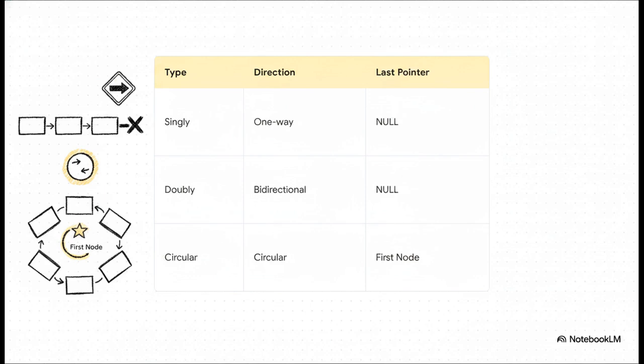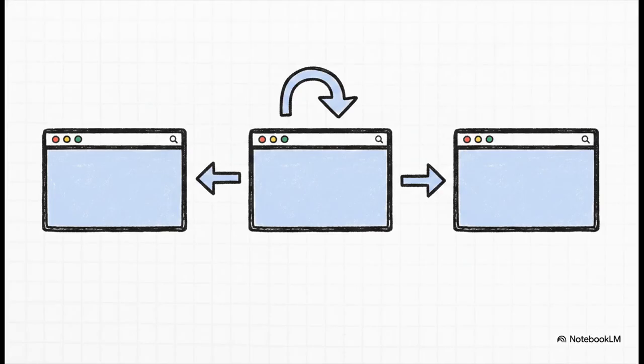Instead of the last pointer hitting a dead-end null, it literally loops all the way back around and points right at the first node, creating a continuous never-ending circle. You might be wondering, why do we even need bidirectional movement? Well, think of a doubly linked list exactly like hitting the undo or back button on your web browser.